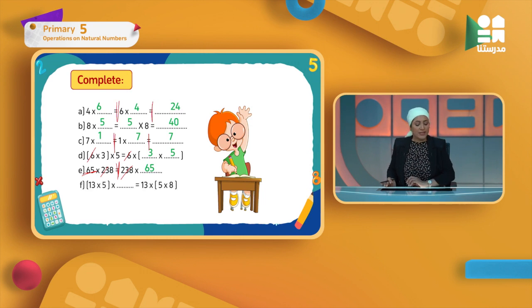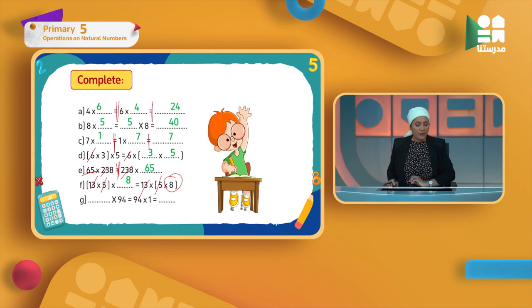Letter F, 13 times 5 times what? Again associative property equals 13 times 5 times 8. ال 13 موجودة on both sides, ال 5 موجودة on both sides، يبقى الرقم اللي مش موجود عندي ال 8. Then in the empty space I will put an 8.